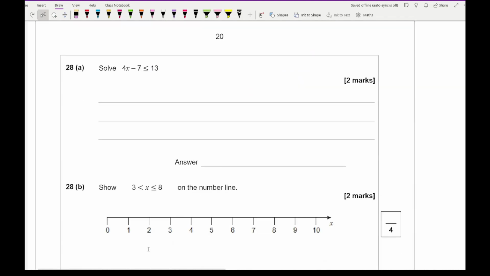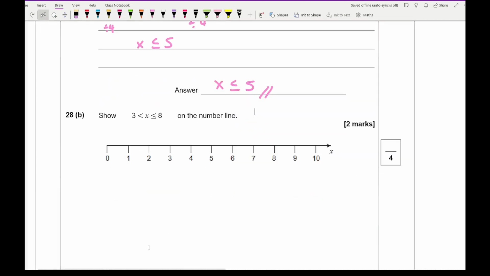Moving on to question 28, it says solve 4x minus 7 is less than or equal to 13. So again, we solve this in exactly the same way as if it was an equal sign. So we want to get rid of the 7. So I've got 4x is less than or equal to 13 plus 7, which is 20. I then divide both sides by 4, in which case I get x is less than or equal to 5.